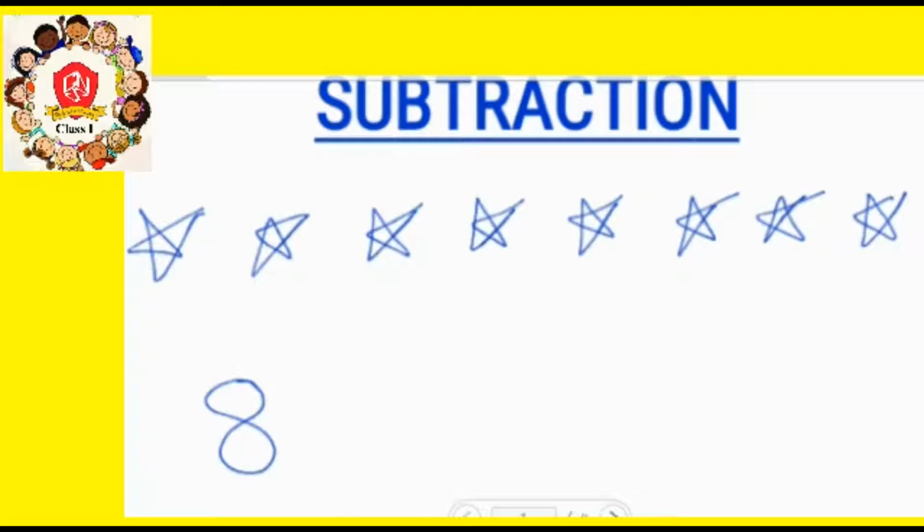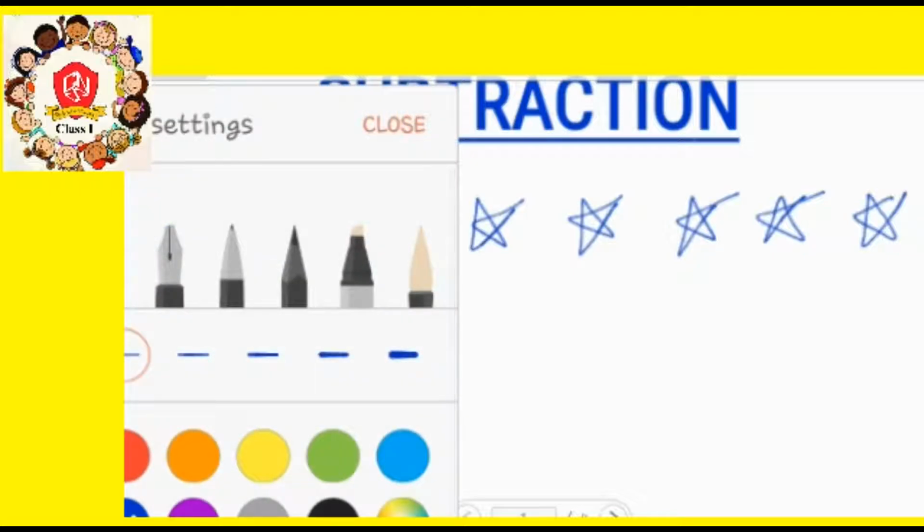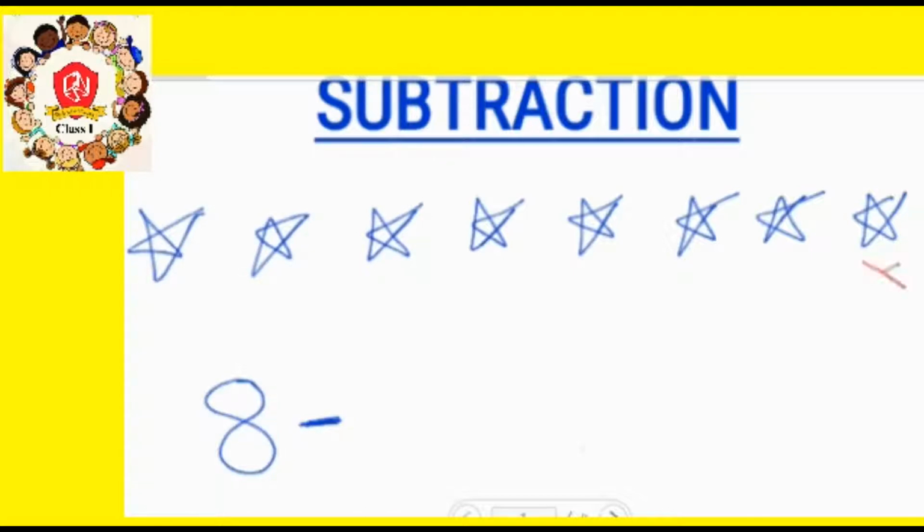Now I am going to subtract 5 stars from the group. So I will put the sign subtraction here. This is the minus sign we will use for subtraction, and I am subtracting 5 from the group. That means 1, 2, 3, 4 and 5, and the rest one, the left out one, we have to count.